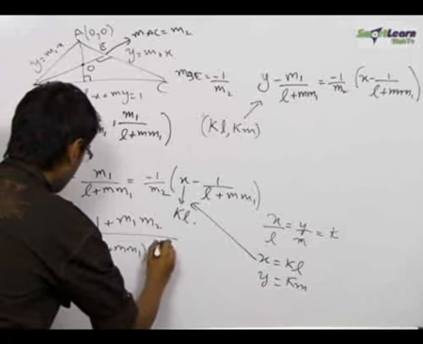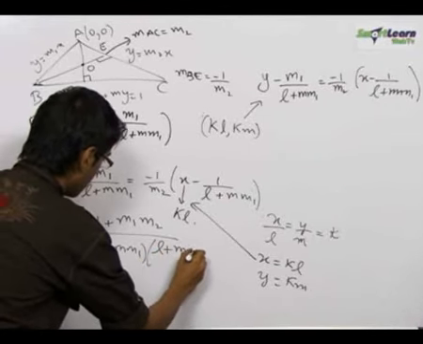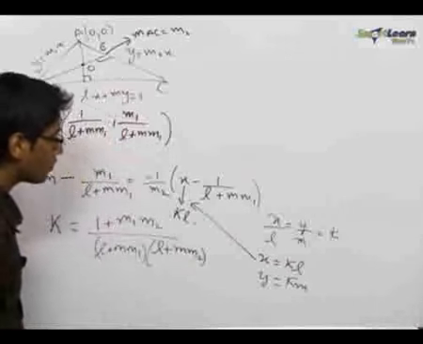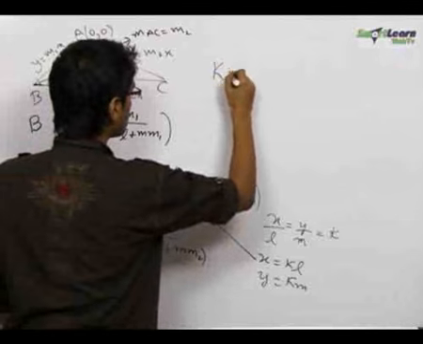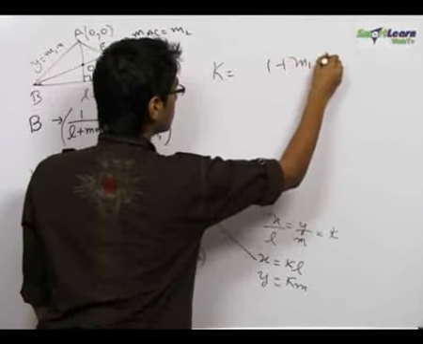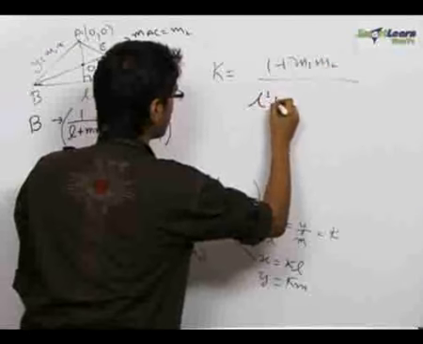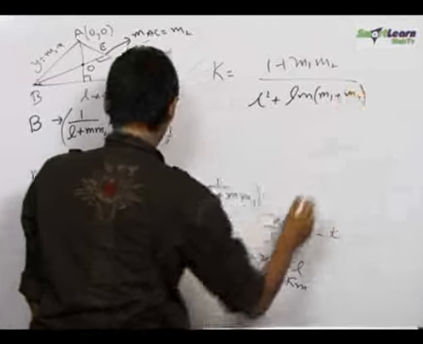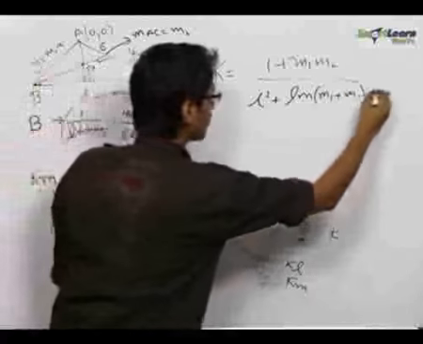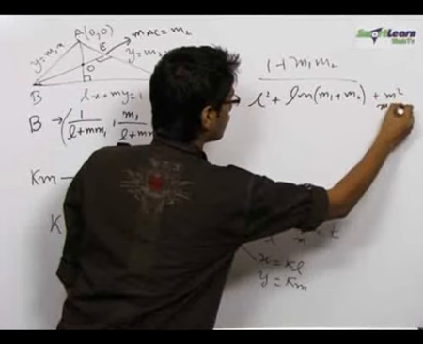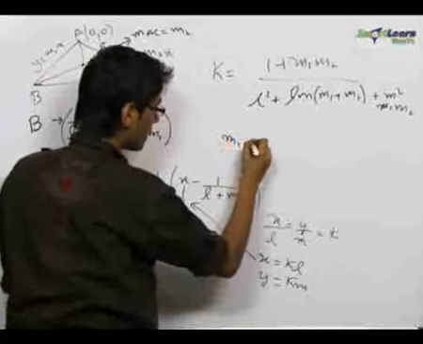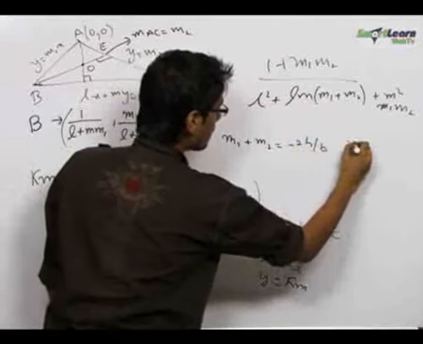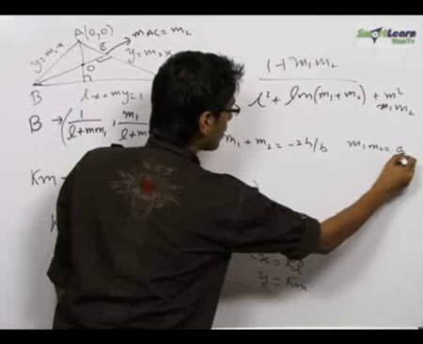into (L plus mm2). Now we just need to put in the values of m1 plus m2 and m1 m2. We know k is equal to (1 plus m1 m2) upon (L square plus Lm times (m1 plus m2) plus m square m1 m2), and we know that m1 plus m2 was equal to minus 2h upon b and m1 m2 was equal to a upon b.